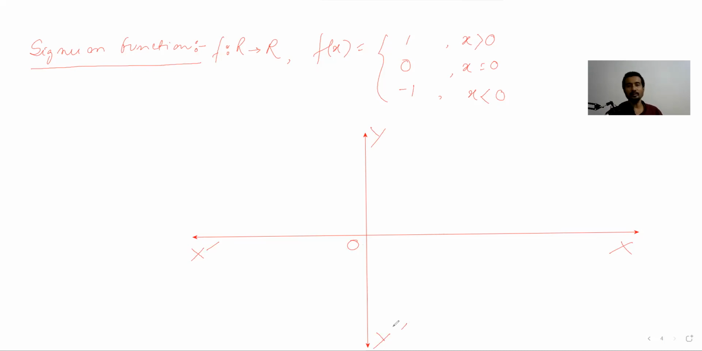Alright. Now we start with the middle condition: x equal to 0 implies f(x) equal to 0, which means 0 will have image 0. Let us plot the point (0, 0) here. Then you go to the first condition. Here we have seen that whenever x is positive, the image is 1.